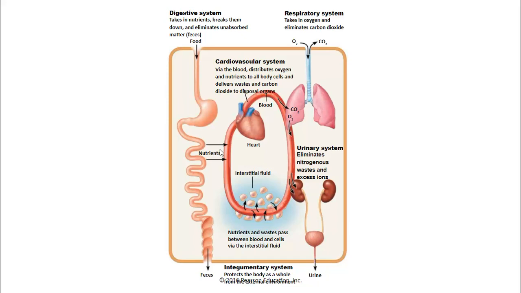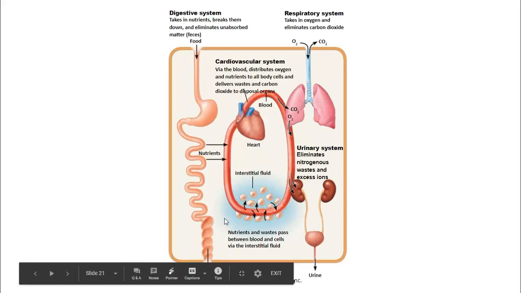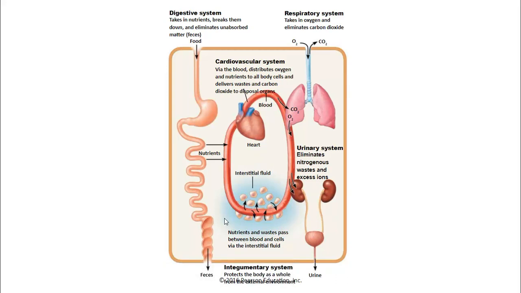and it's going to transport from organ to organ and get rid of what it needs to get rid of. The urinary system is one way to eliminate the nitrogen waste and excess ions, and then also when you excrete feces, that's also getting rid of waste, okay? But again, this is just showing you a small picture of the systems working together.